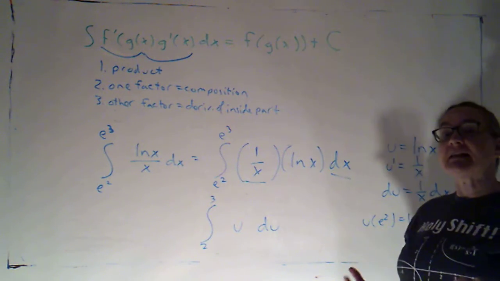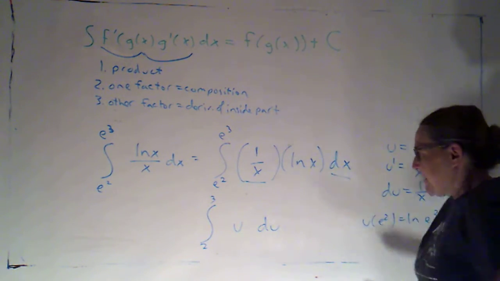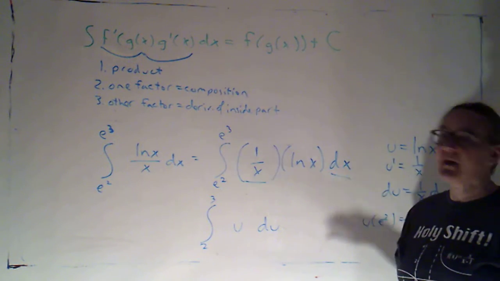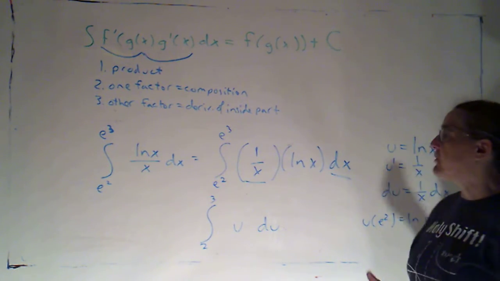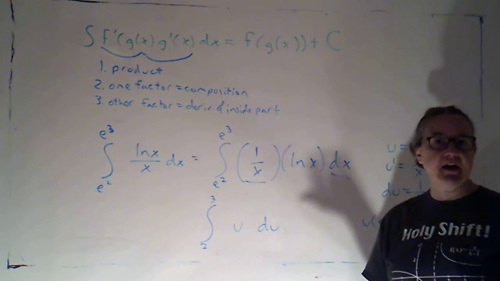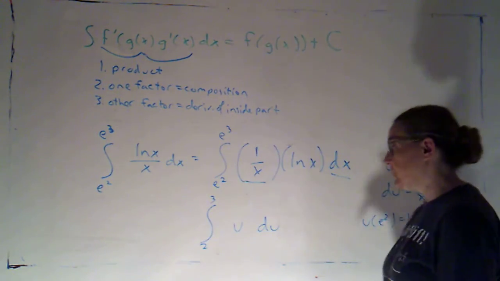Okay. So because I didn't have a function composition, I'm not doing anything to u. My integrand is just u. That's perfectly fine. So if I end up with a product where one factor is the derivative of the other, a u substitution will work.